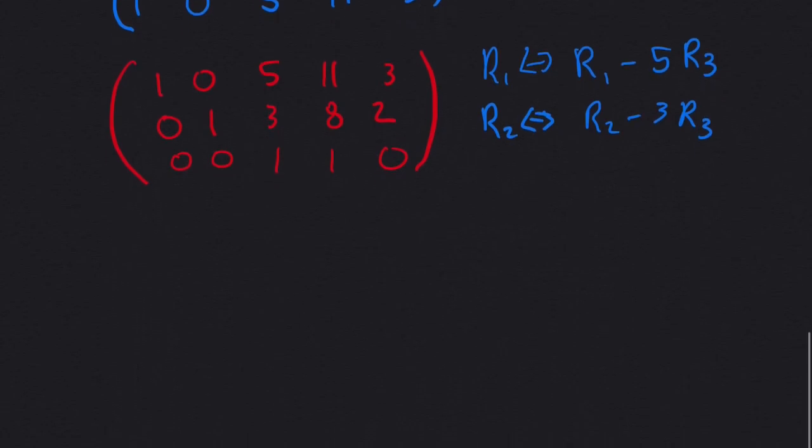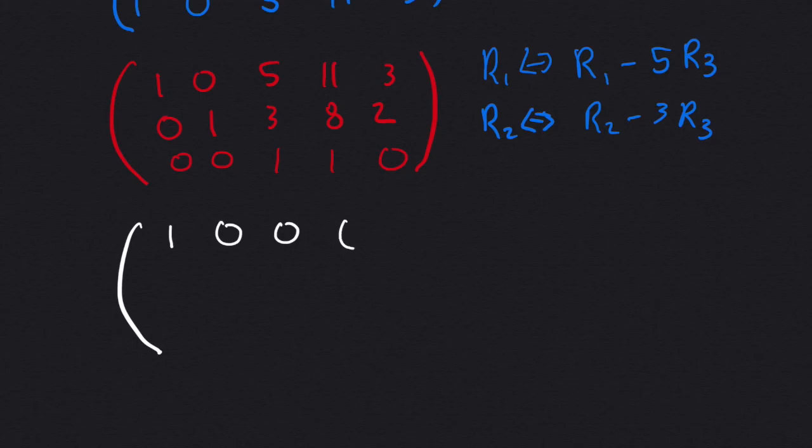So that means that, let's see if we can do this. We have our first row. Our first row is going to be the first row minus 5 times the third row. So that will be 1 minus 5 times 0, 0 minus 5 times 0, 5 minus 5 times 1, 11 minus 5 times 1, and 3 minus 5 times 0. So that will be my new row 1, is this part right here.